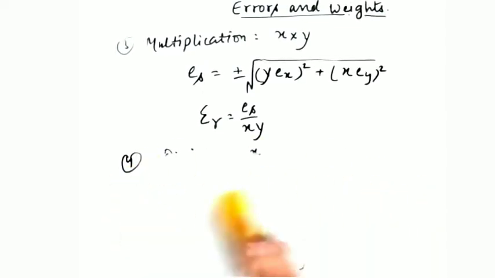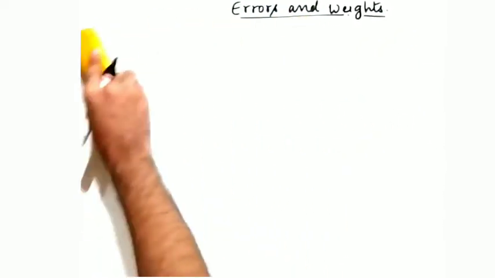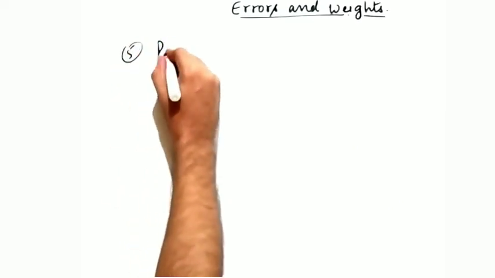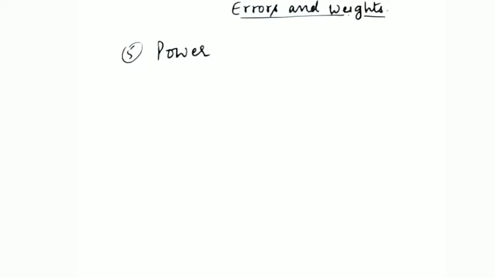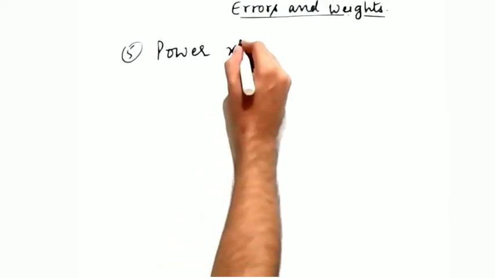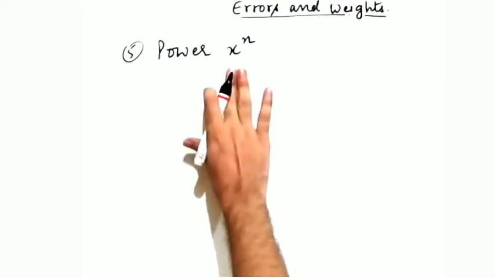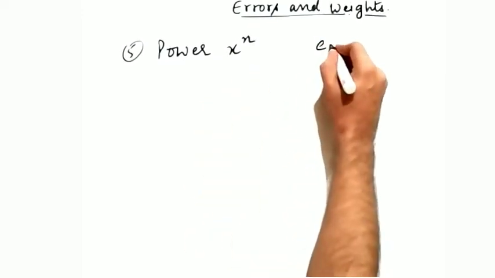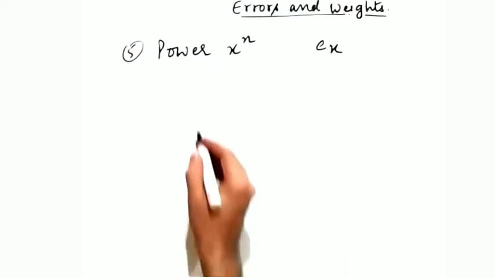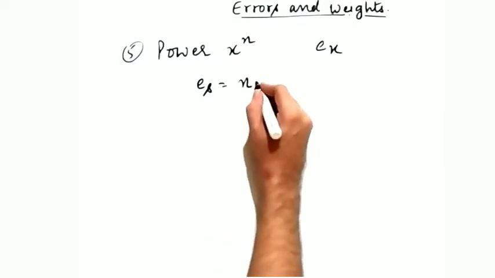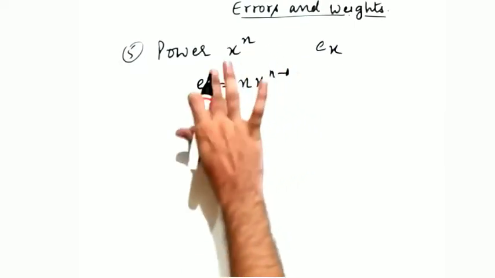Now there are two special cases where these basic arithmetic operations are not performed. This is the power case. Suppose I go for x to the power n, now what will be the error associated with this? See, n is a constant and x can be a variable. There is an error associated with x. Let us say that error is EX. Now what will be the error associated with x to the power n? Then it will be equal to n x to the power n minus 1. You will have to differentiate it.